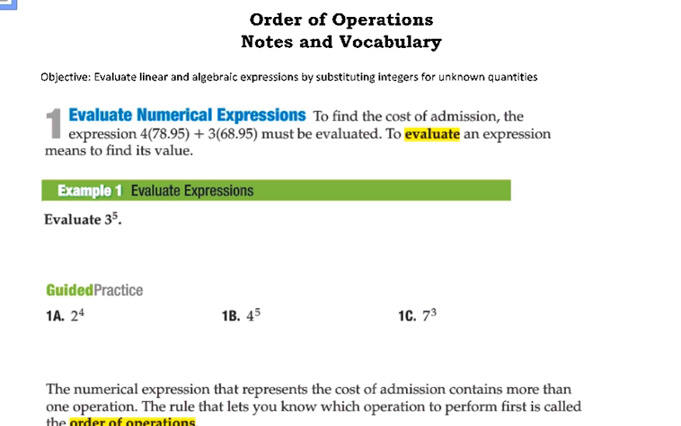Okay, the objective is to evaluate linear and algebraic expressions by substituting integers for unknown quantities. And to find the cost of admission, remember that we multiplied those two together and it must have been evaluated. So to repeat that, to evaluate an expression means to find its value. Looking at example 1, we're supposed to evaluate 3 to the 5th. And this is a power. So we understand that that exponent 5 means that we're supposed to take 3 and multiply it by itself 5 times. So this is one way to find the answer.